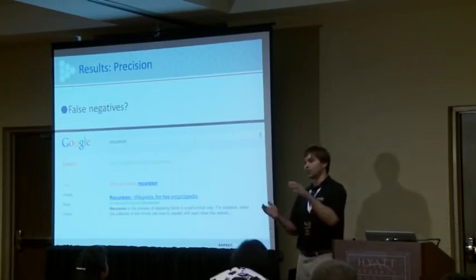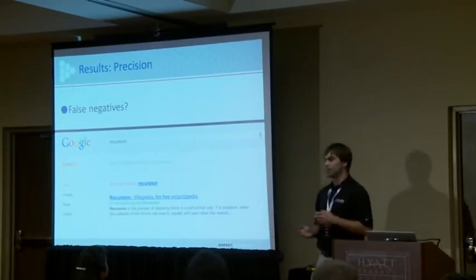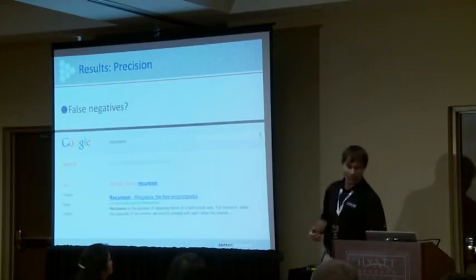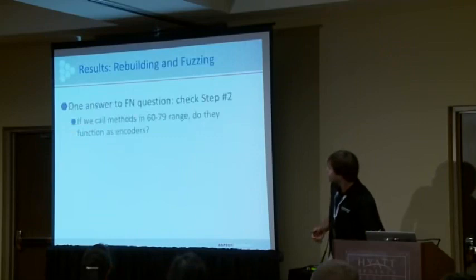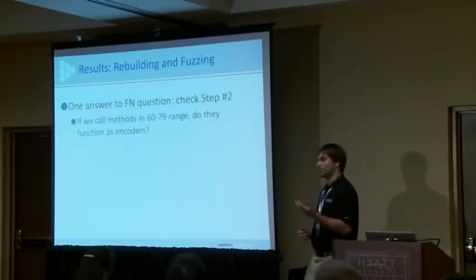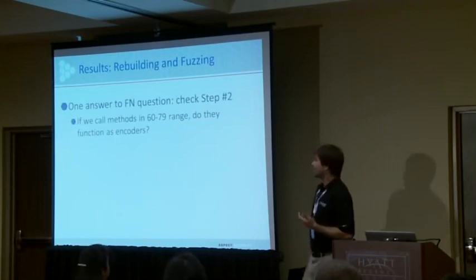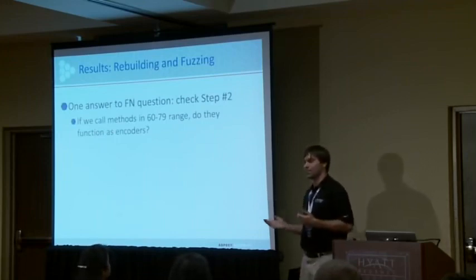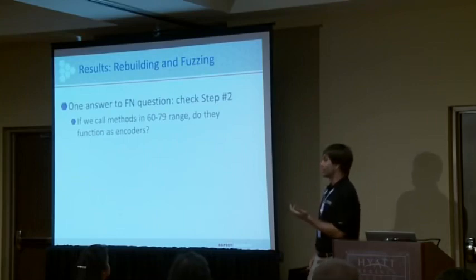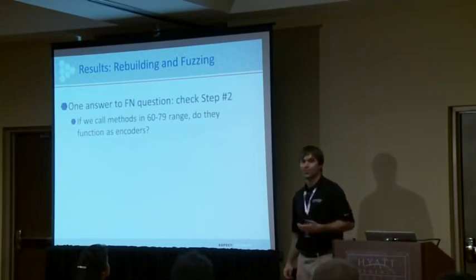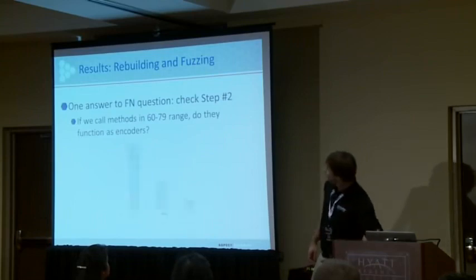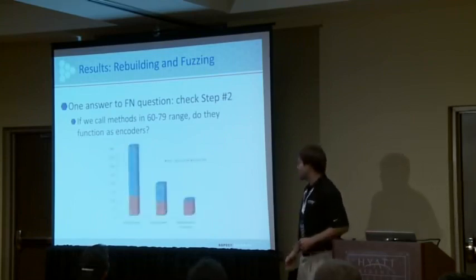But they were in the list of 400 out of a million methods that are in our list of possible encoders. So for static analysis, it might still have been a helpful result. Another way of looking at the false negatives question is to look at step 2 of our program. So essentially, if we look at methods in the 60 to 80 range, are they actually encoders? When you do fuzzing, do they return the results that encoders would return? And this graph gives you some of the answers to that.